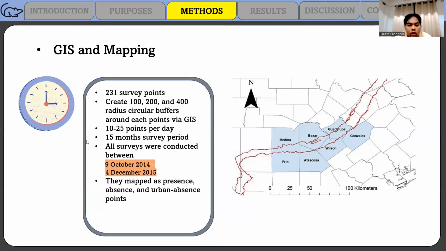They also use time for a 15-month survey period. All the surveys were conducted between 9 October 2014 and 4 December 2015. And overall, they mapped present, absent, and urban absent points.